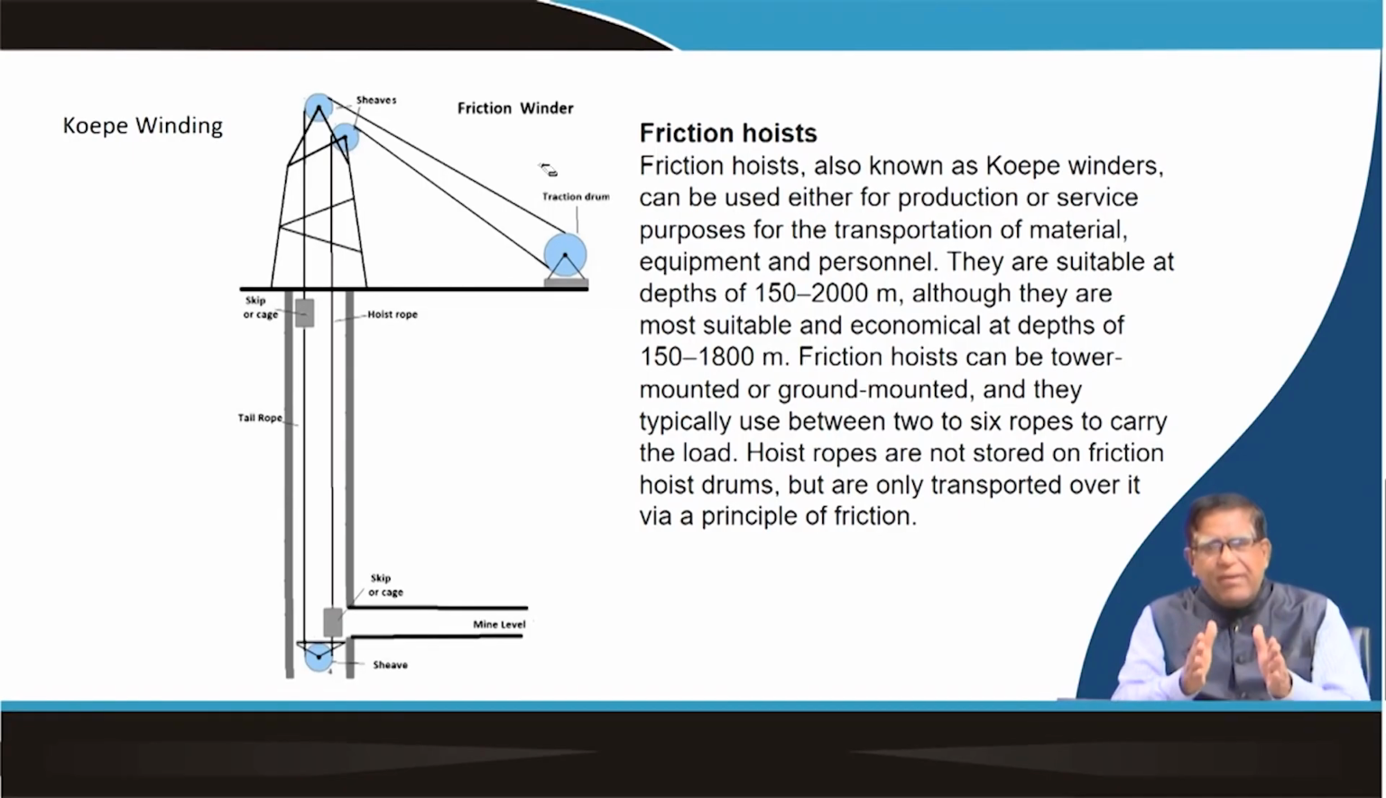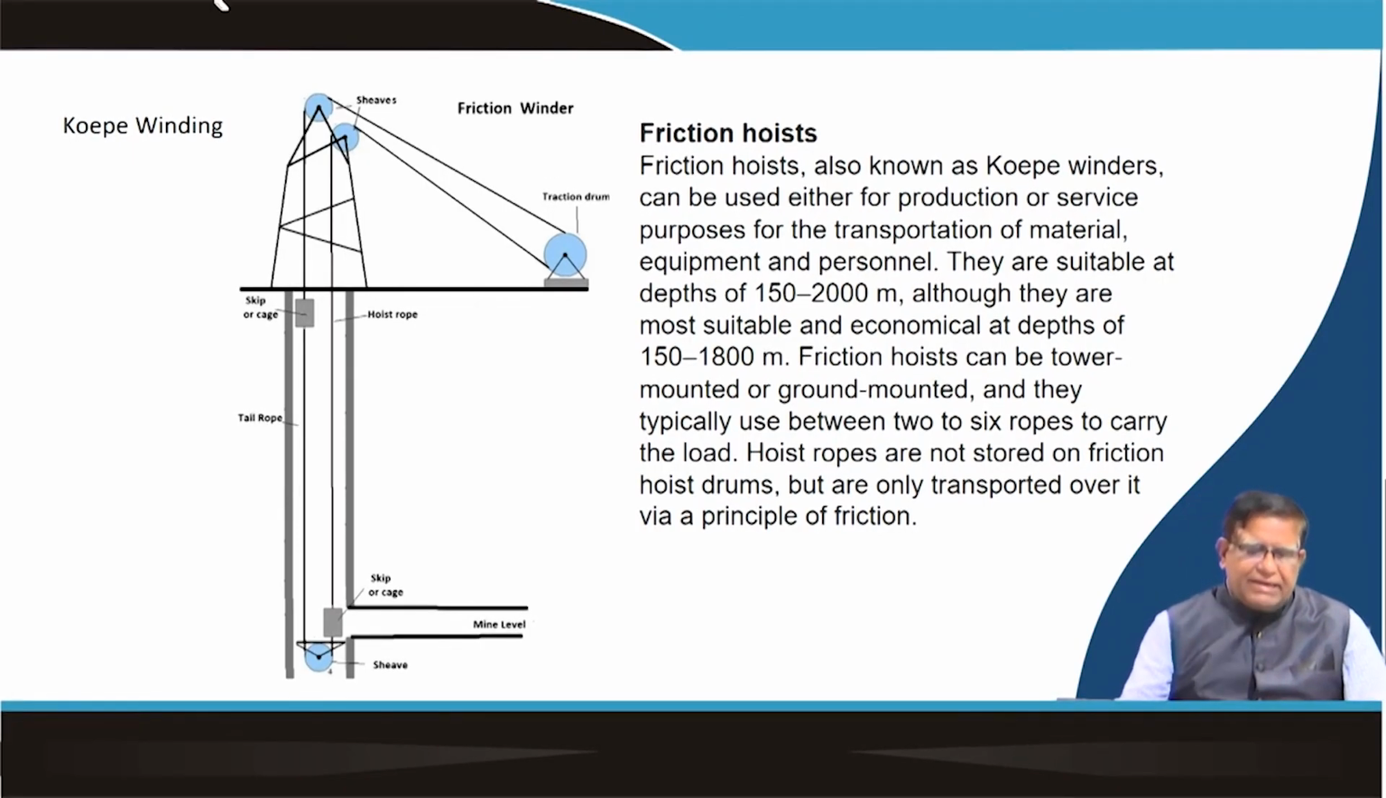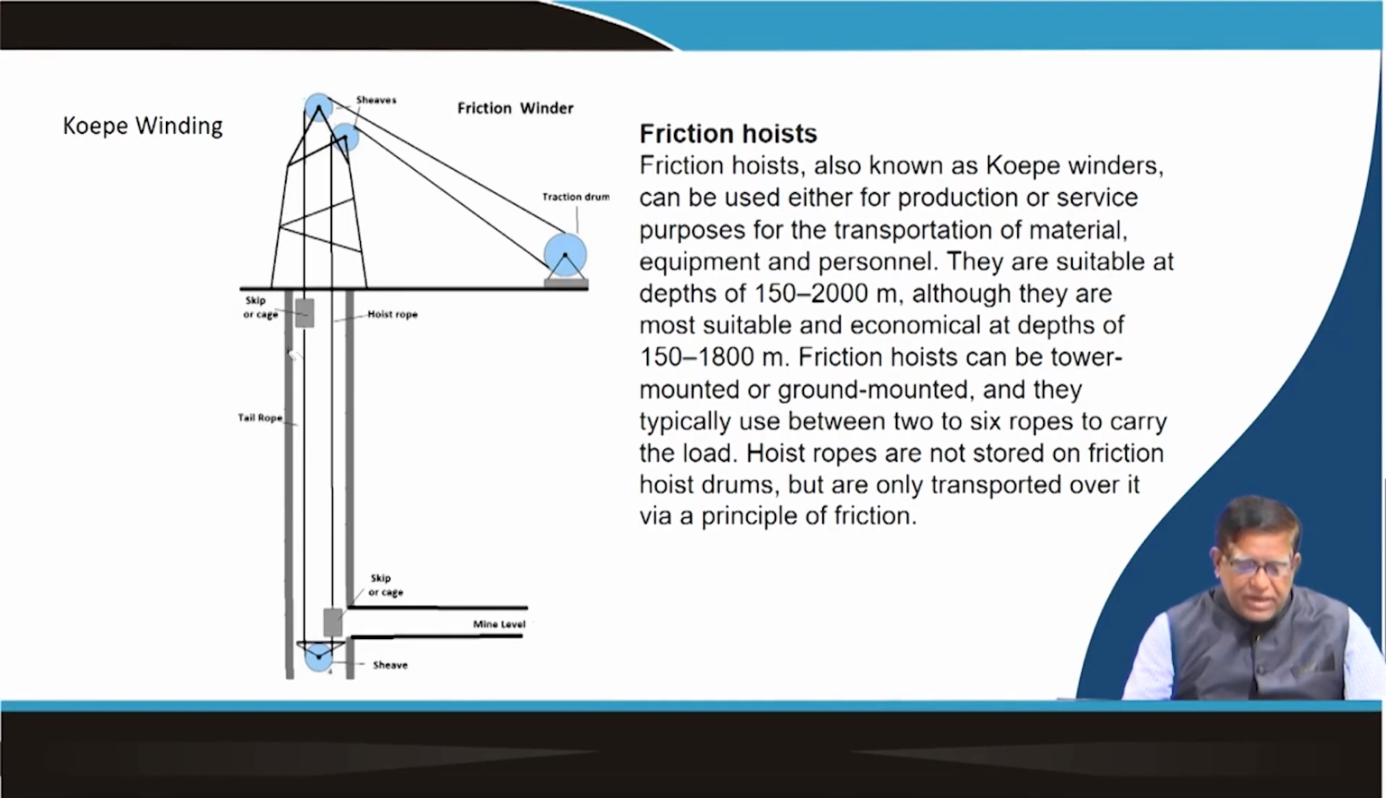So, instead of a drum, it is a rope and pulley arrangement, and here the cage which is suspended, or skip which is suspended, at the back side there is the rope and this is moving. In this type of system, you can have one cage or skip here, another is here. Here this rope connecting them together is also called a balance rope. So, this is called a Koepe winding.